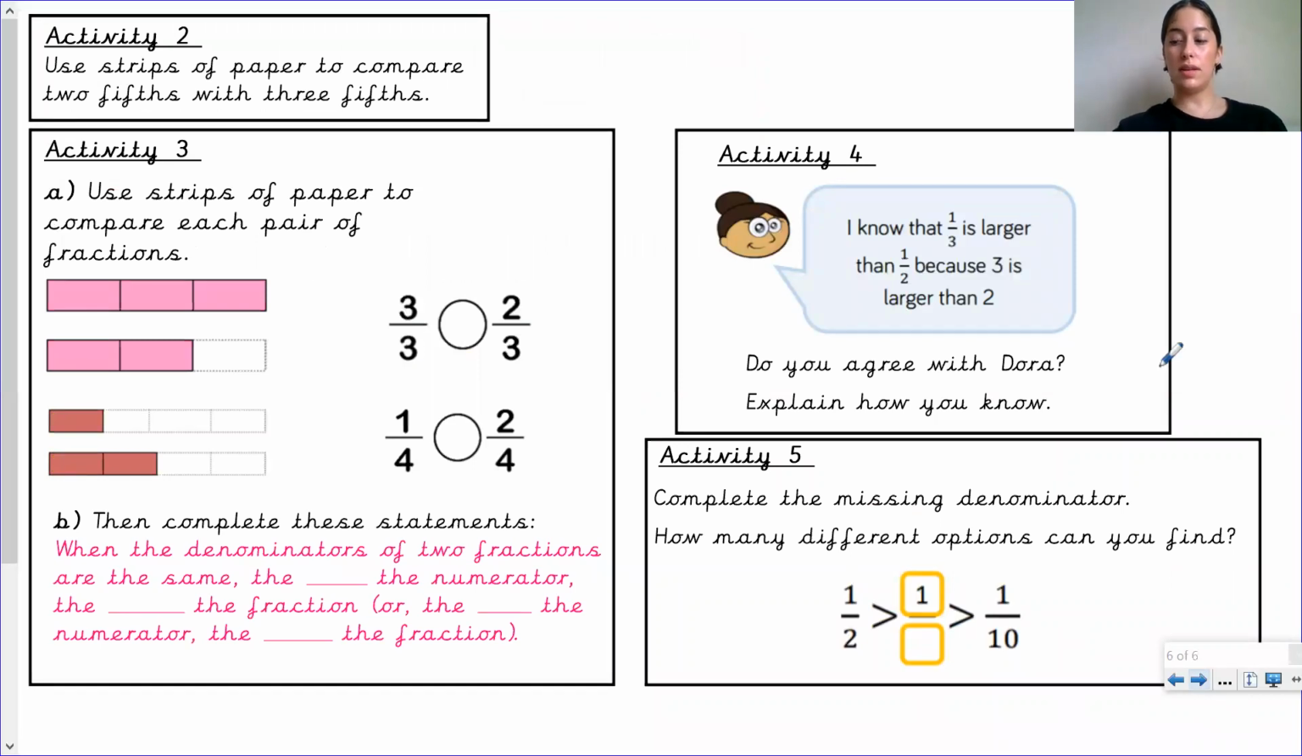Okay, these are your independent activities for you to have a go at completing by yourself. Make sure you take pictures of your work to upload on Tapestry and share it with us on Facebook and Instagram if you would like to.